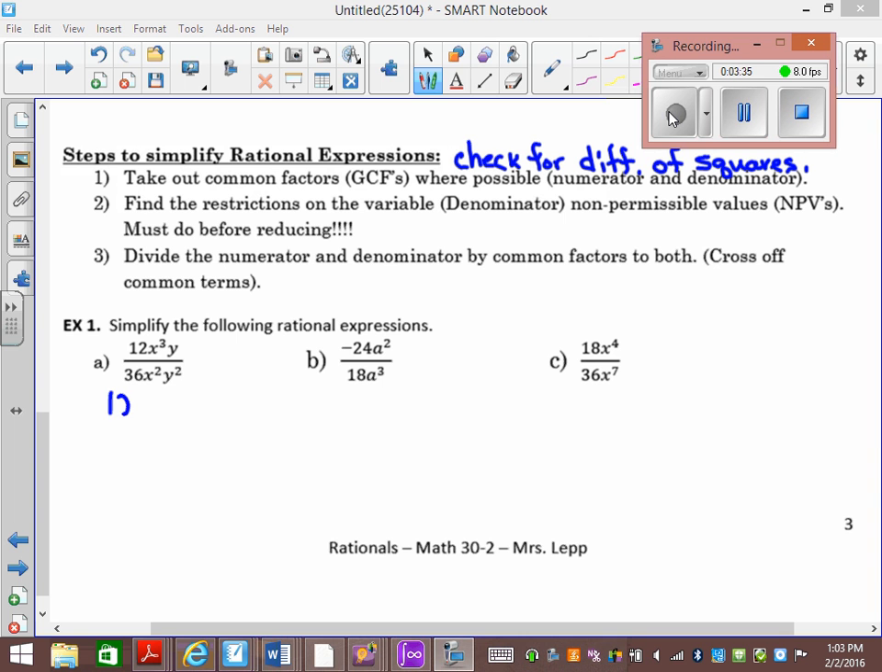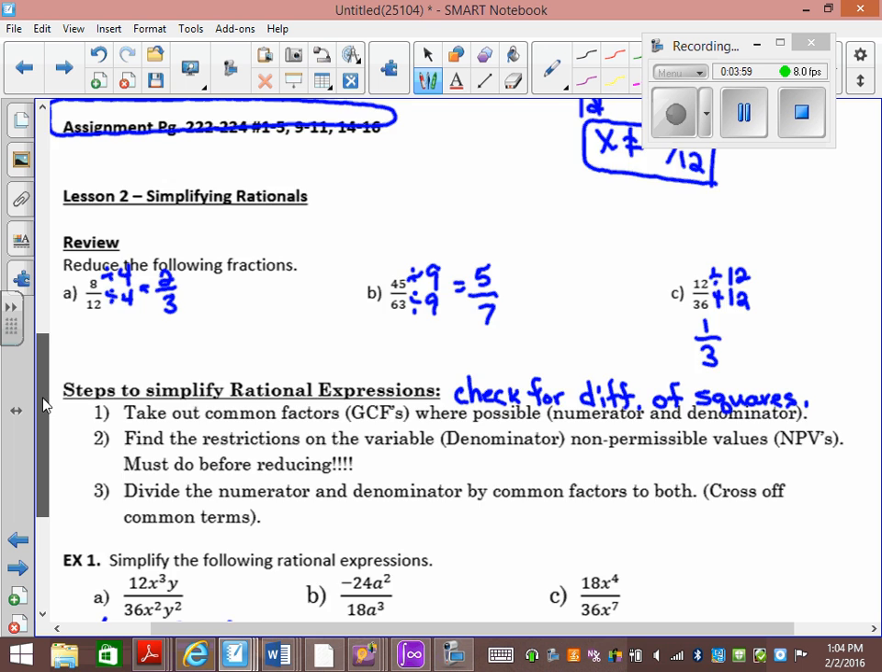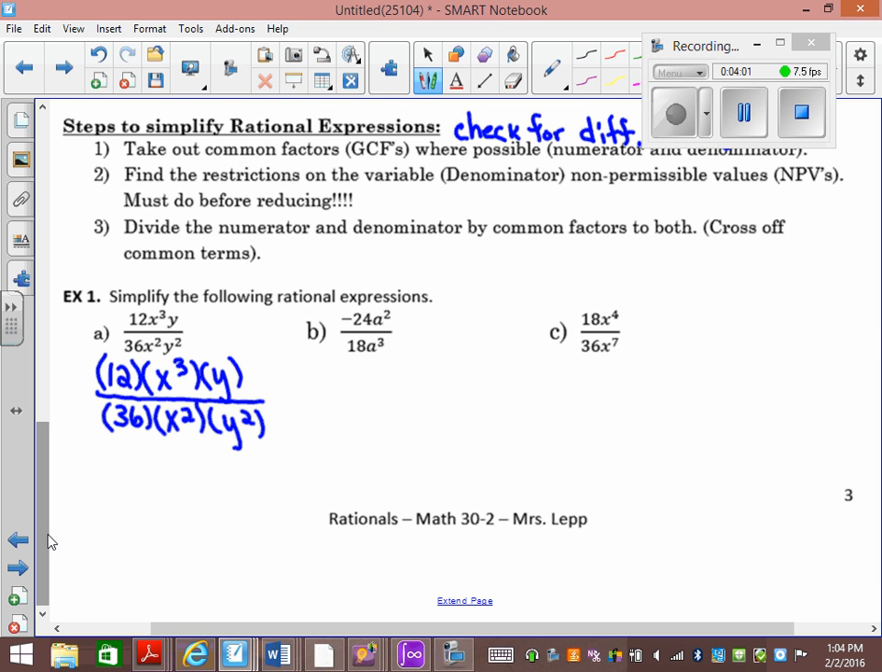So I could rewrite this as 12 times x cubed times y. And then on the bottom, we have 36 times x squared times y squared. Because they're all multiplied separately, you can write them that way. Now, before we go to cancel anything off, we have to state NPVs. Whenever you have an x or a y by itself, all you have to say is x can't equal 0 and y can't equal 0, because they have nothing attached to them.